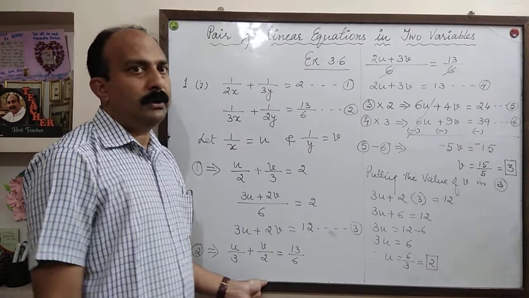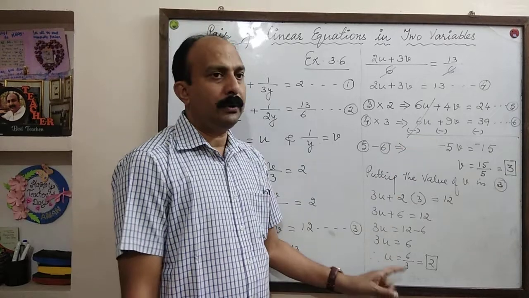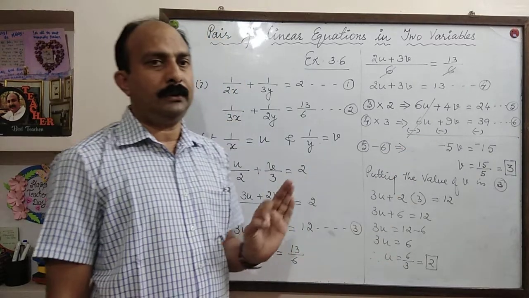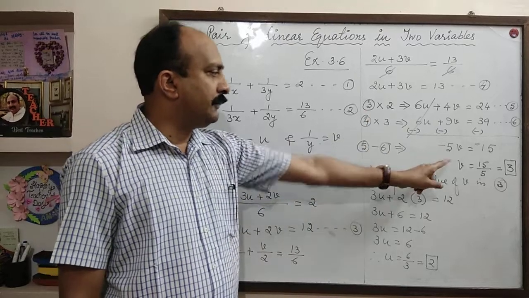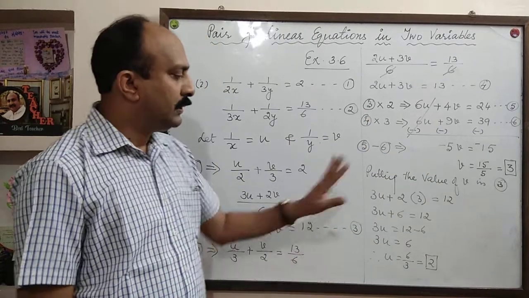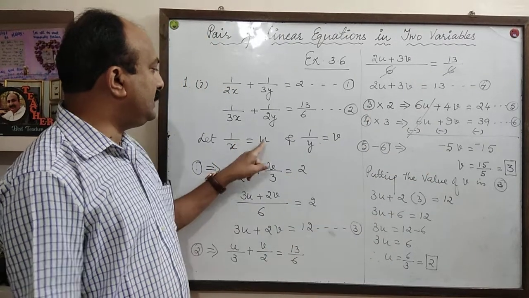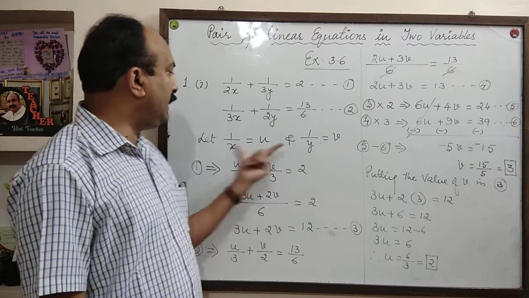So we got the values of v and u now. But these are not our final values. We have to get the values of x and y. So after getting the values of v and u, we will go back and substitute these values of u and v here.